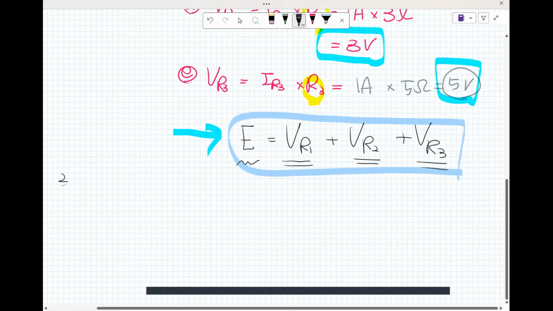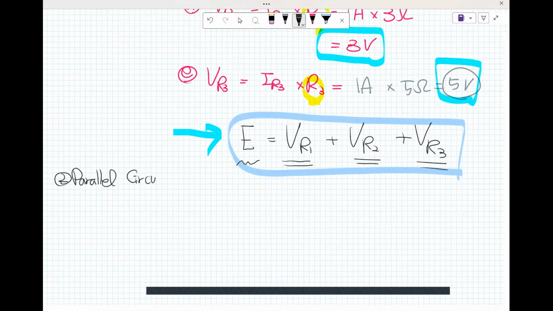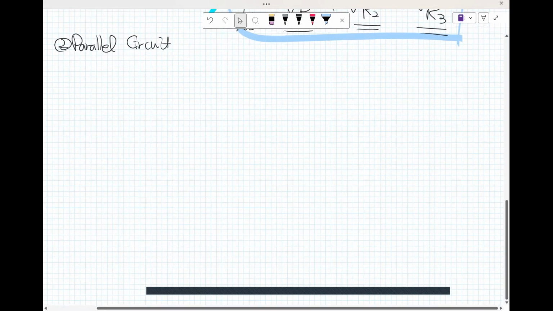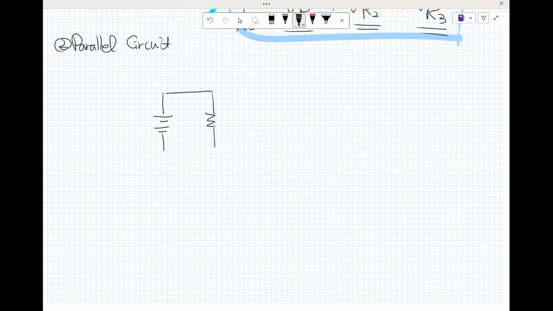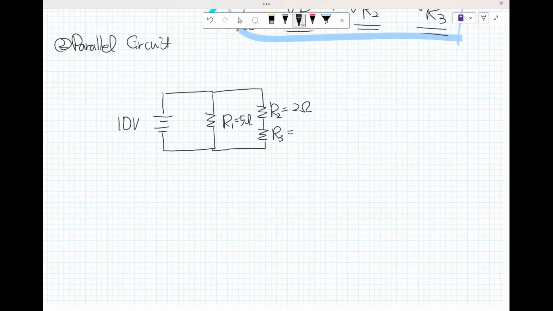So how about the parallel circuit? For example, I sub 1, I sub 2, and I sub 3. For example, there's a 10 volt, 5 ohm, 2 ohm, and 1 ohm here.